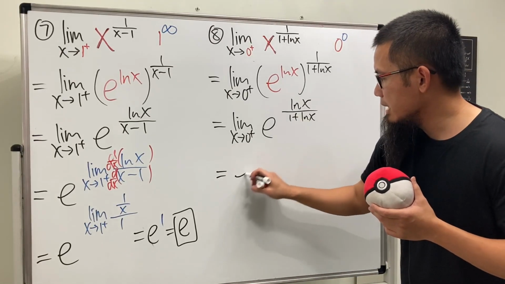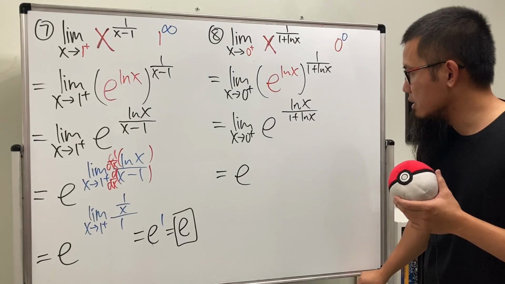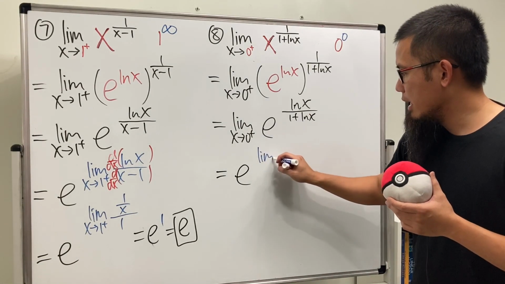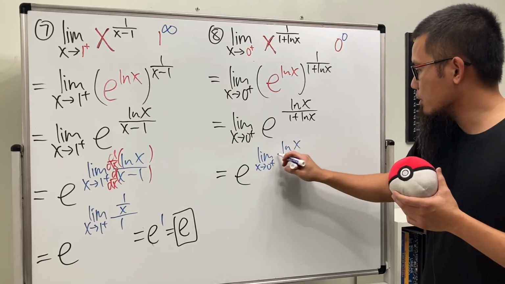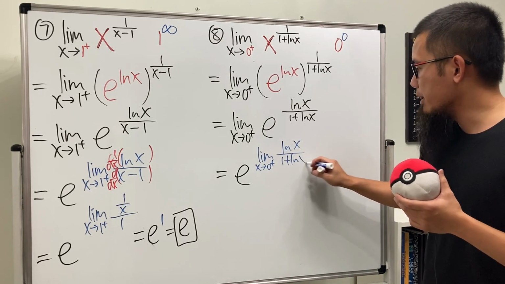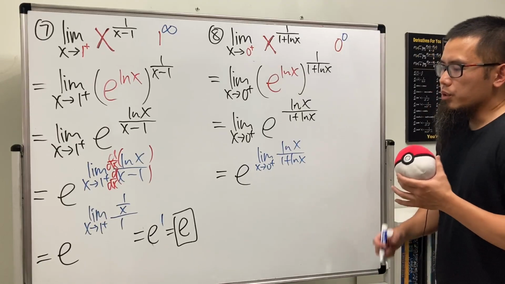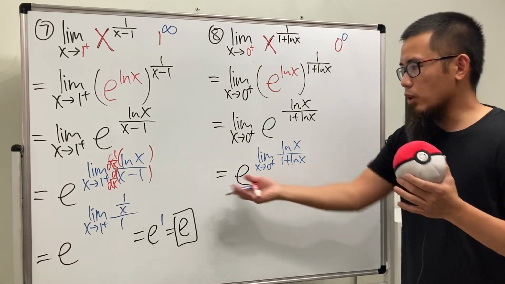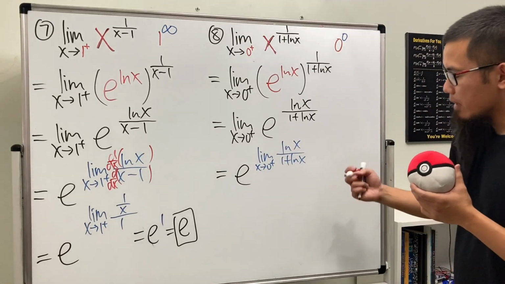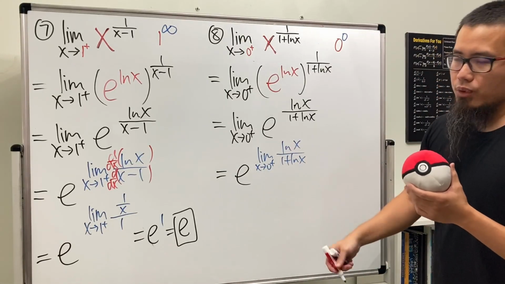So we get e, and then let's focus on this limit as x approaches 0 plus of ln x over 1 plus ln x. So you can kind of do limits inside out, provided that the function is continuous. That's what we have been doing. Okay, so right here, again, do L'Hopital's rule.